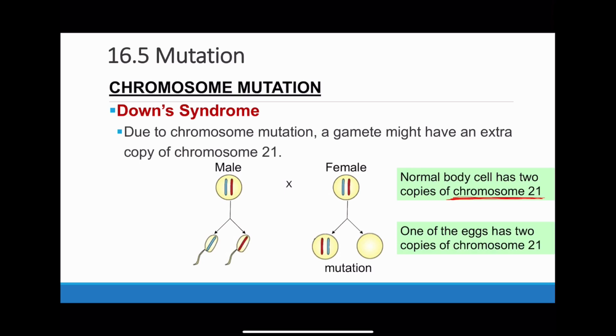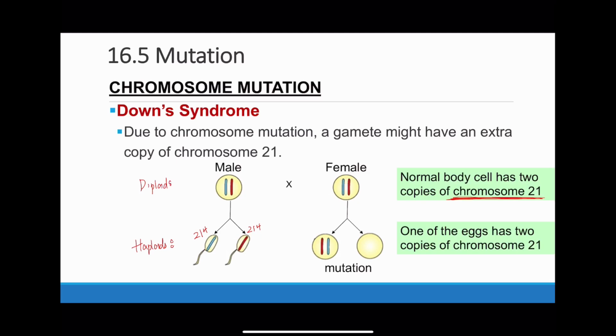So in this case, the dad can have 2 different kinds of sperms, one that has the 21st chromosome, one set of it only, because your gametes are haploid. So they only have 23 chromosomes. But your original parent cells are diploid, that's why they have 46 chromosomes.